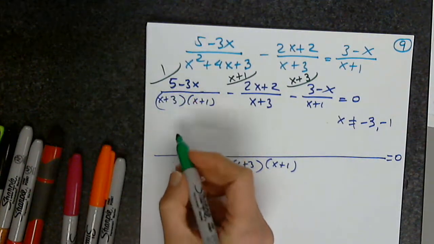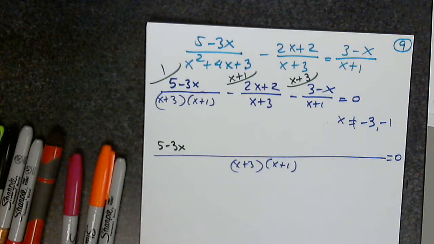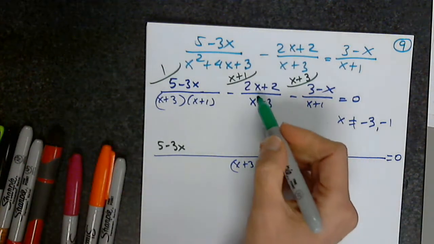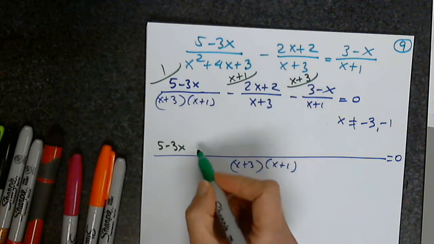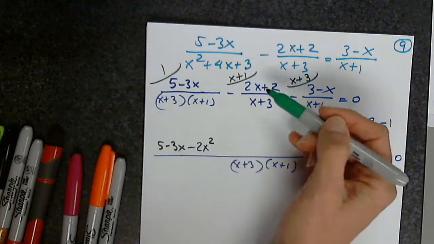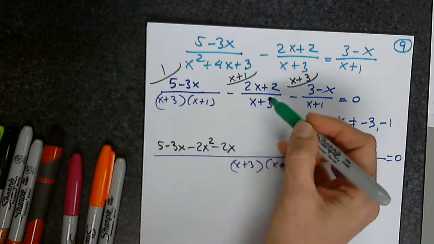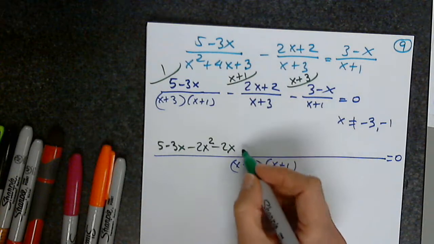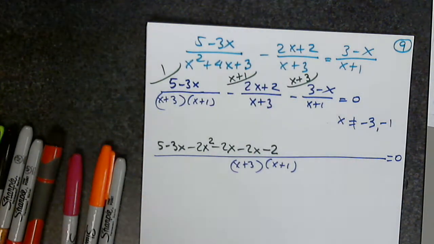The numerator is okay. The first one is 5 minus 3x. But here I have to be very careful. Negative 2x times x is 2x squared, but with minus in front, negative 2x squared. 2x times 1 with minus in front, negative 2x. 2 times x with minus in front. And 2 times 1 with minus in front. So far, so good?